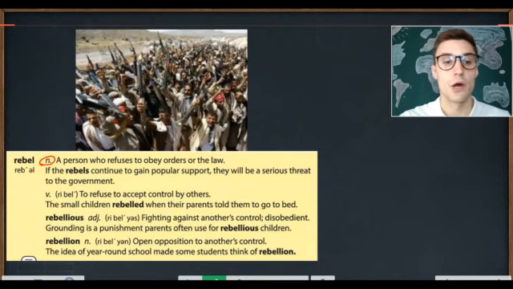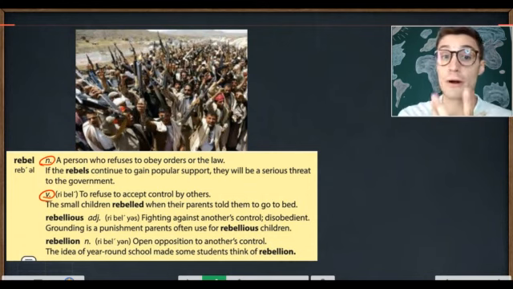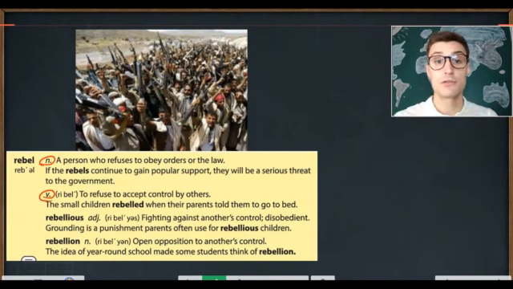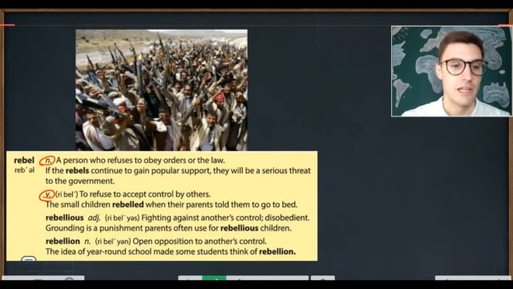To rebel, now this word has a different pronunciation. To do this is to rebel. If you are a rebel and you want to do what rebels do, you rebel. To rebel is to refuse to accept control by others. I refuse to do what you want. I refuse to listen to what you say. I rebel against you. The small children rebelled when their parents told them to go to bed.